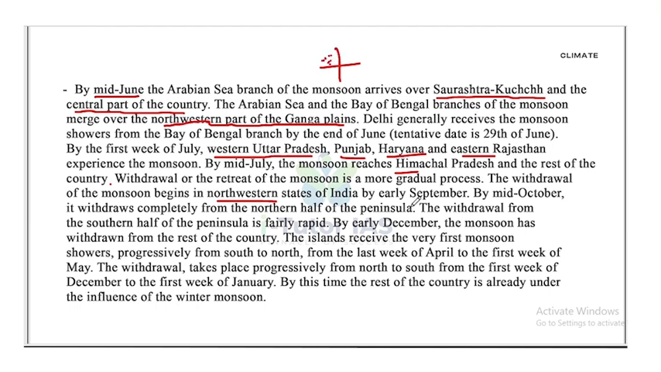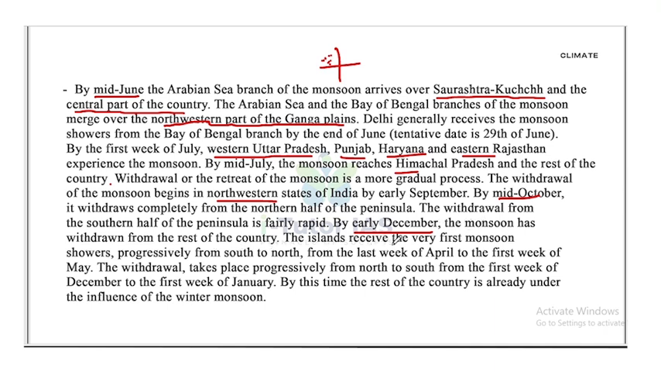By mid-October, the monsoon withdraws completely from the northern half of the peninsula. The withdrawal from the southern half of the peninsula is fairly rapid. By early December, the monsoon has withdrawn from the rest of the country.